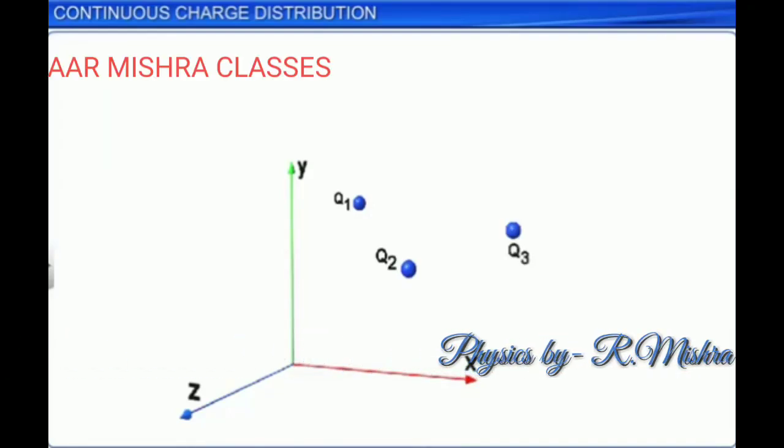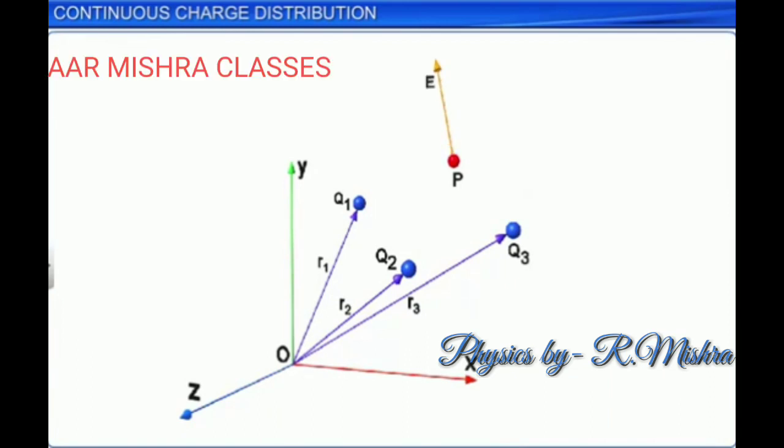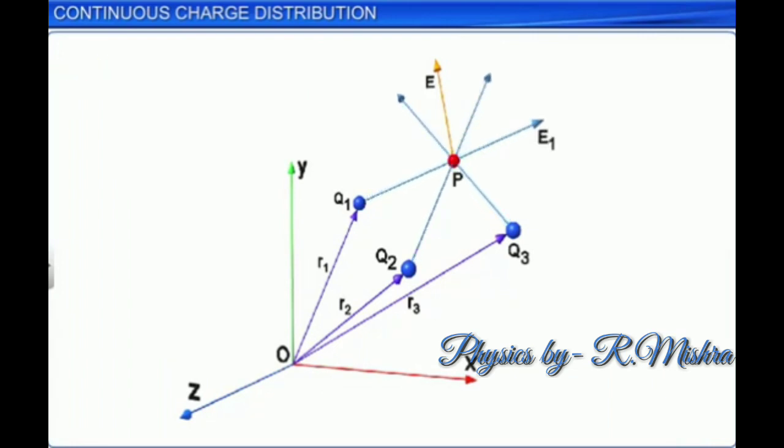Q2, Q3 and so on in air or in vacuum with position vectors r1, r2, r3 and so on relative to the origin O. Let P be a point in this region. The net electric field strength E at the point P is the superposition of all the electric field strengths E1, E2, E3 and so on due to the individual charges Q1, Q2, Q3 and so on respectively.